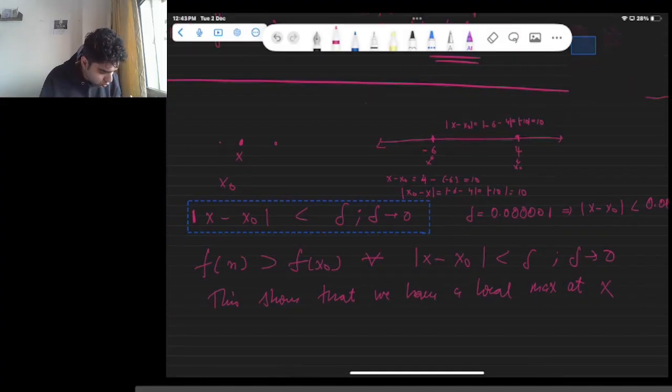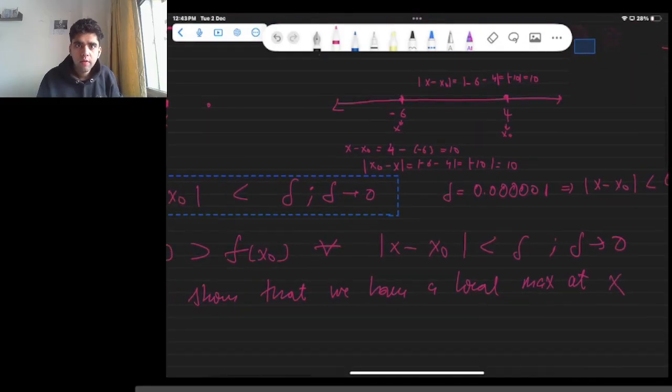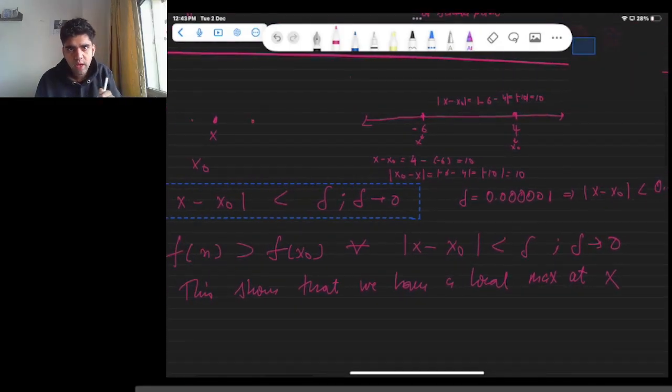because these two points are local, x and x naught are local, and f(x) is always greater than f(x naught). Therefore we see that local, and we know that max, so we join both of these terms and we find f(x) greater than f(x naught) for all |x minus x naught| less than delta, where delta is moving to 0. This shows that we have a local max at x.